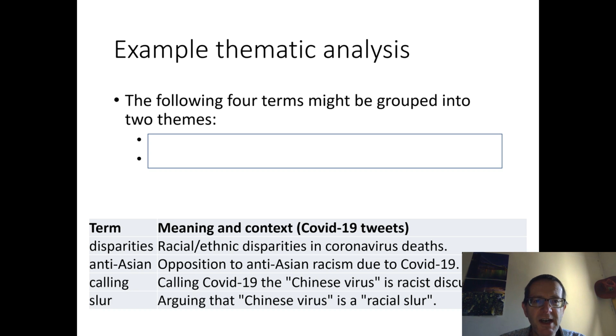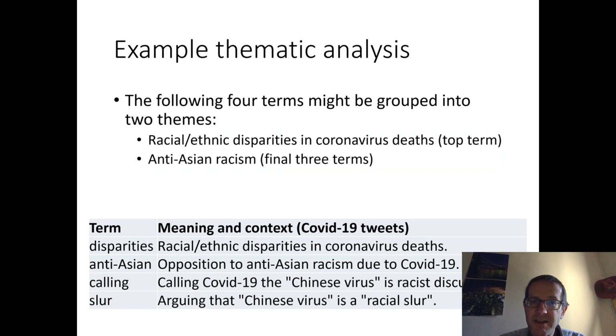So the 2 themes I've got are racial and ethnic disparities in coronavirus deaths. So I think that's just the top term. So the top term's about disparities in death rates, and I think the final 3 terms are all about anti-Asian racism. So I've come up with 2 themes from this set of 4 terms. So maybe you got a different set of themes. So the important thing to check is that your themes are coherent, so they do make sense. You can come up with a reason why the terms fit into the themes that you've chosen.